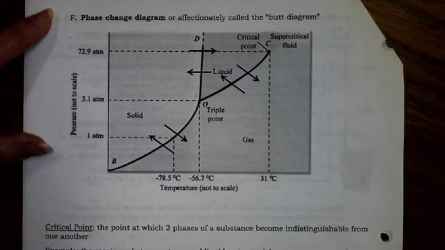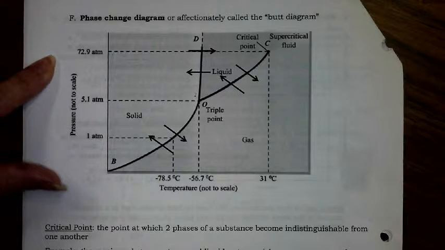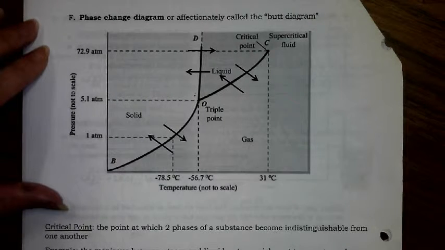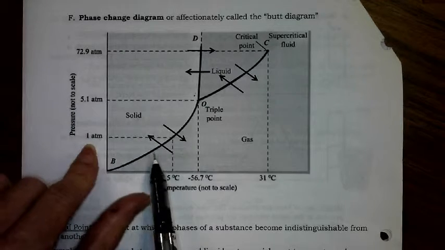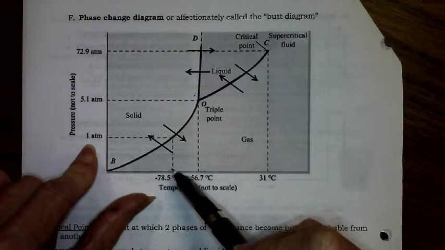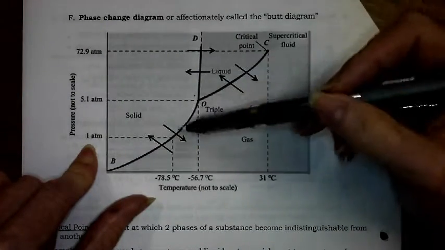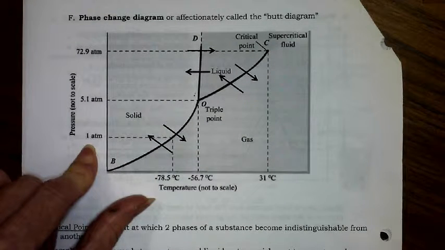Well, the important thing about this graph is it actually shows you temperature versus pressure for any substance. So what this graph tells you is if you know the temperature and the pressure that a substance is at, you can look up on the phase diagram and say, at that specific temperature and at that specific pressure, what will be the phase of that substance?